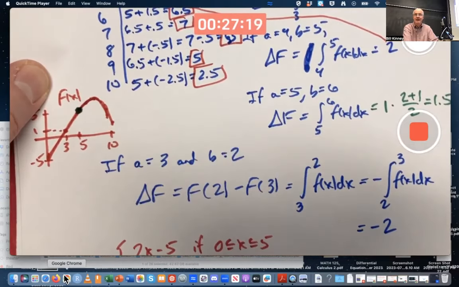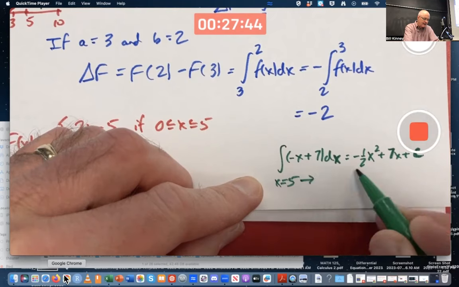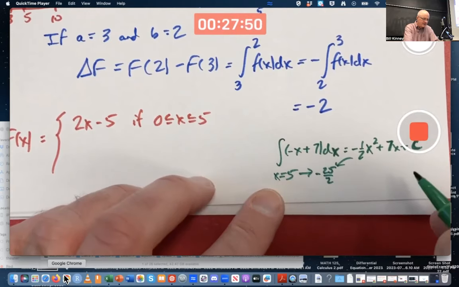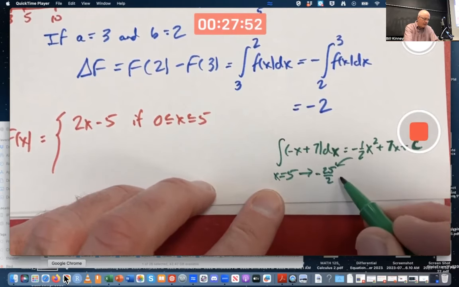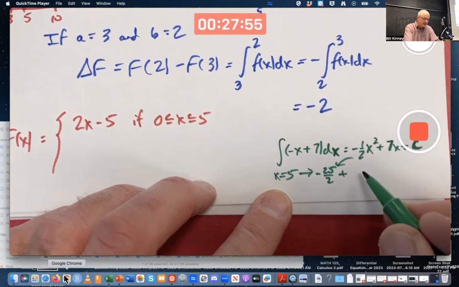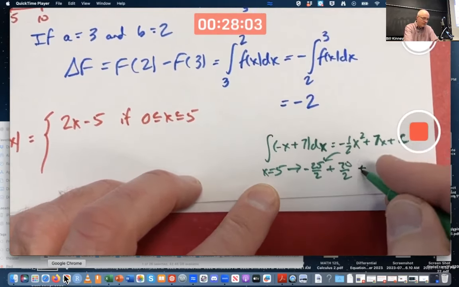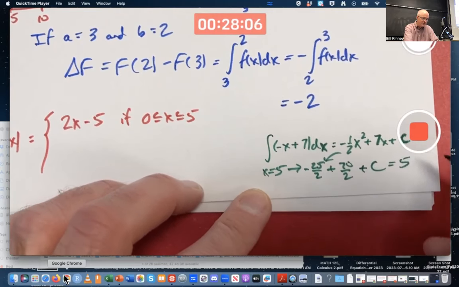So I do know that with the other formula that is related to this, that when I replace x with 5, I got to get 5. That point right there is (5, 5). So if I replace x with 5, in this expression, I'll get negative 25 halves, 5 squared is 25. 7 times 5 is 35, which I'll write as 70 over 2. So I get a common denominator of 2. Plus c, and I want to set that equal to 5.